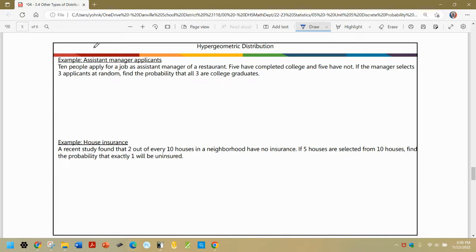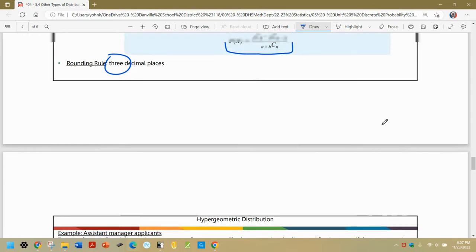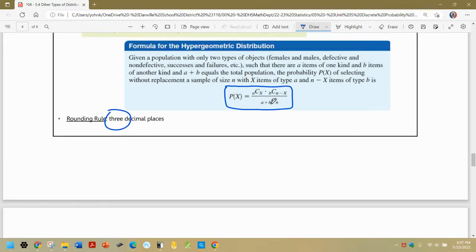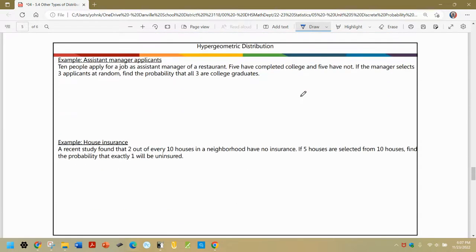All right, so 10 people apply for a job as assistant manager of a restaurant. 5 have completed college and 5 have not. If the manager selects 3 applicants at random, find the probability that all 3 are college graduates. Okay, well, in the formula, we have all of these A's and B's and N's and X's. So we have A, B, N, and X.